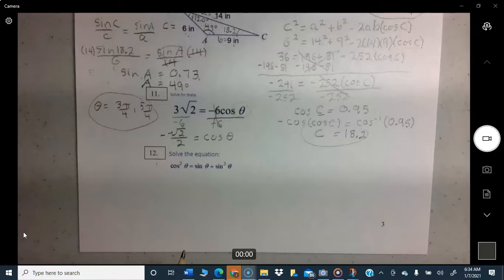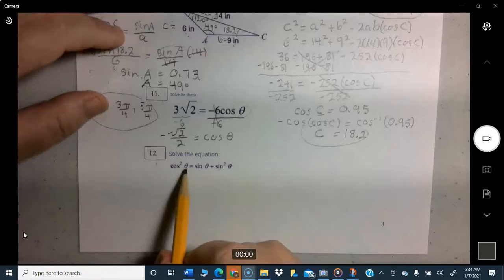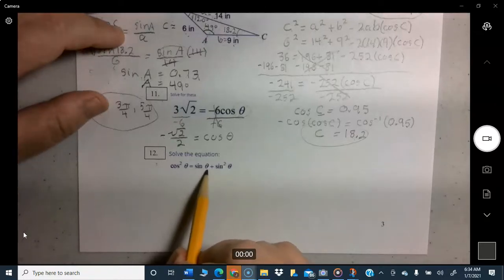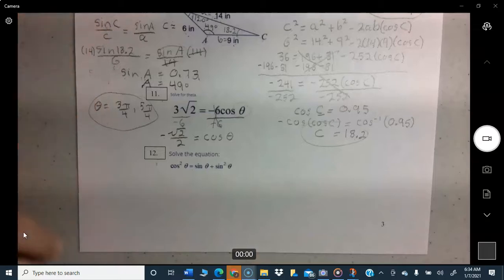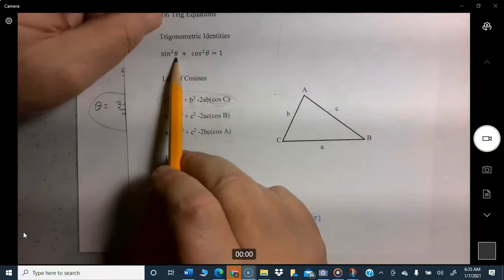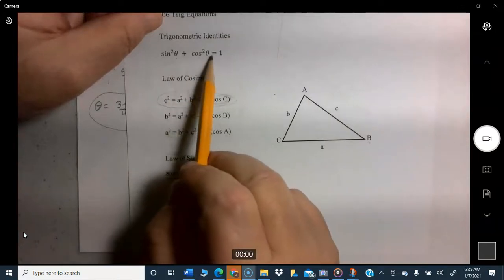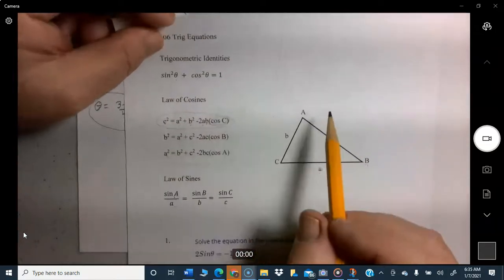We're almost done. So, cosine squared theta equals sine theta plus sine squared theta. Now, this uses a principle that I put on your formula sheet, but you were never asked a question on the homework. So let's just go ahead and do it here, and you'll learn it, okay? It's basically this, that sine squared theta plus cosine squared theta equals 1.